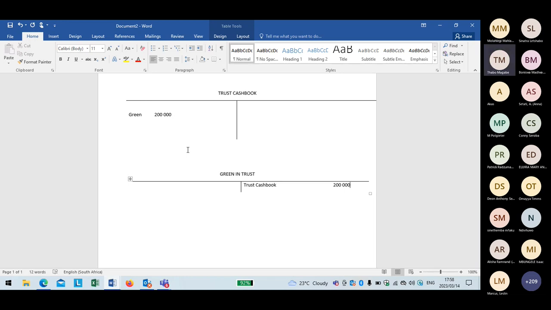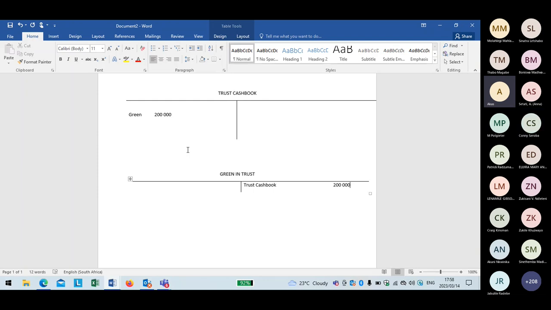Now, the further instruction in one says, you are authorized to invest the money on his behalf at Bank A. Do you see that? Yes. What type of investment is this? Section 86.4. How do we deal with this Section 86.4 investment? We open an investment account in terms of Section 86.